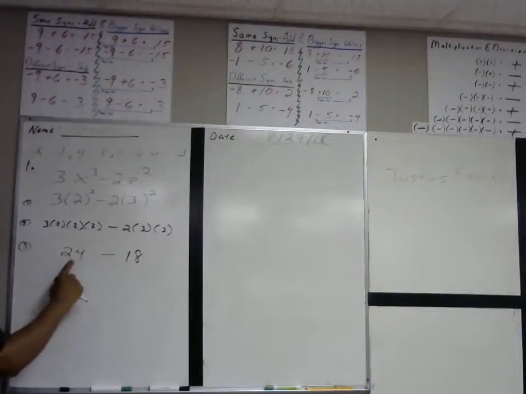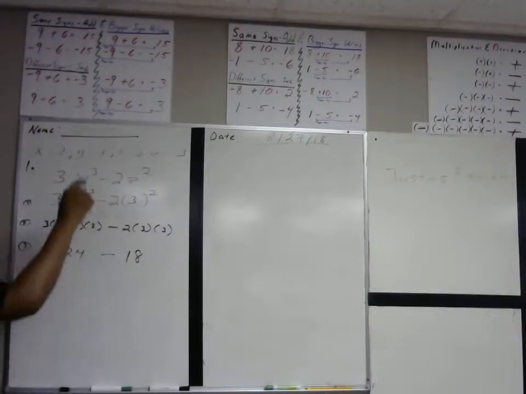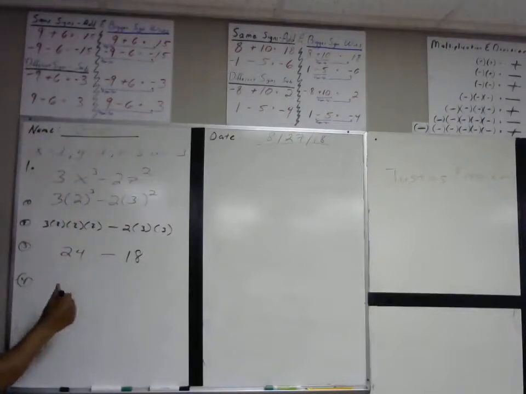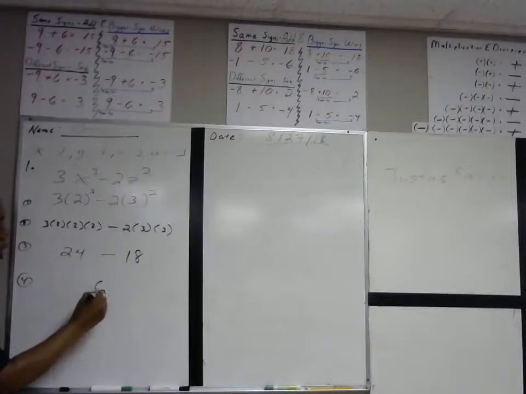We have a positive and a negative. Different signs subtract. So we're going to subtract these, and I'm going to get a 6. The bigger sign wins, so this is positive. This is finished.